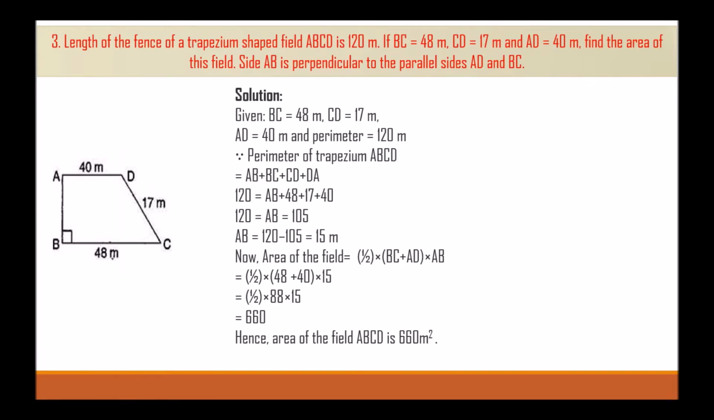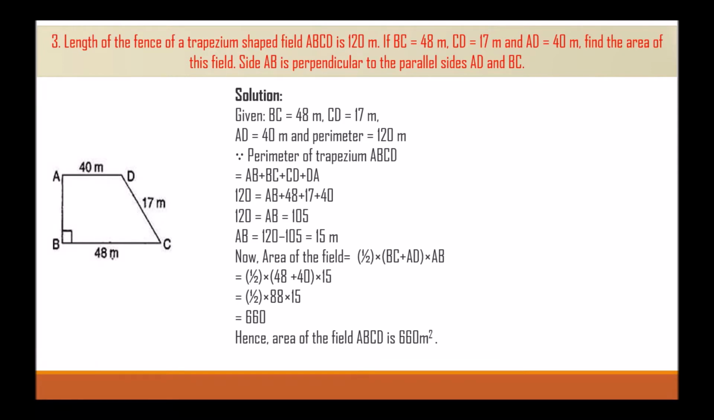Given BC equals 48 meter, CD equals 17 meter, AD equals 40 meter and perimeter equals 120 meter. Because perimeter of trapezium ABCD is AB plus BC plus CD plus DA. So 120 equals AB plus 48 plus 17 plus 40. So 120 equals AB plus 105. So AB equals 120 minus 105, that is 15 meter.